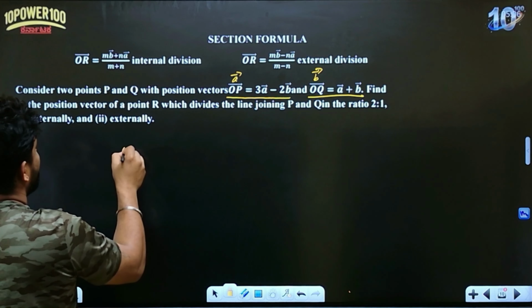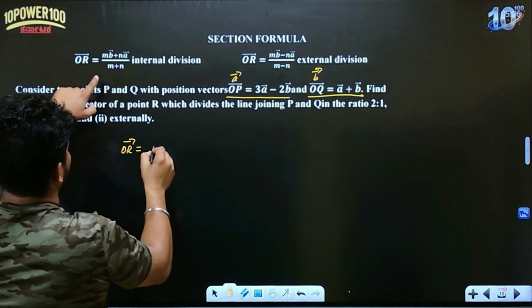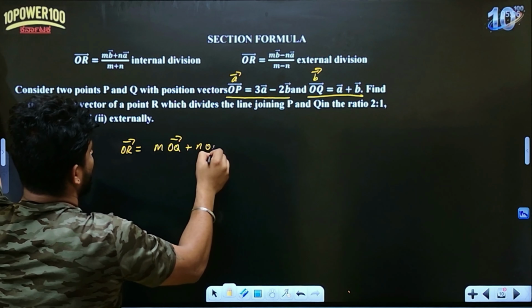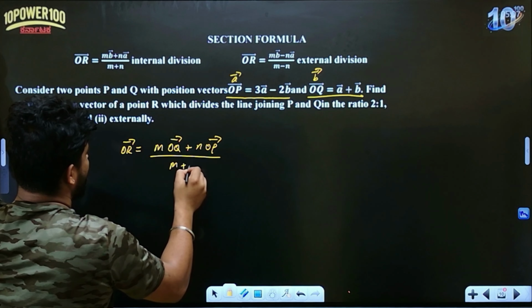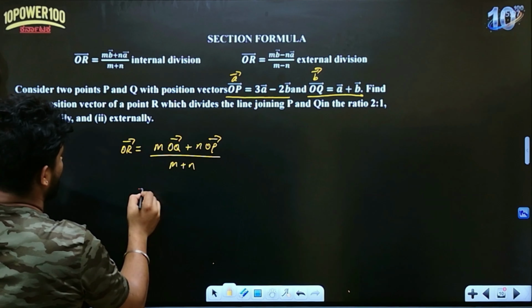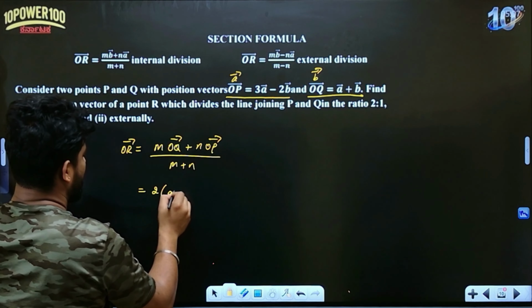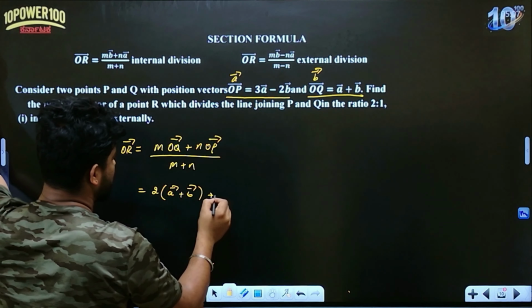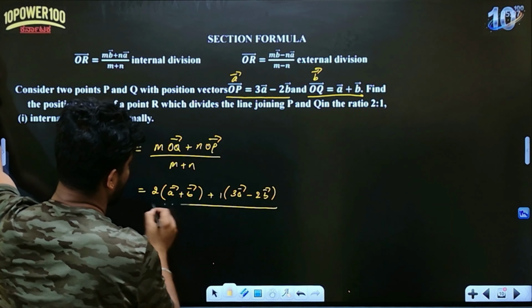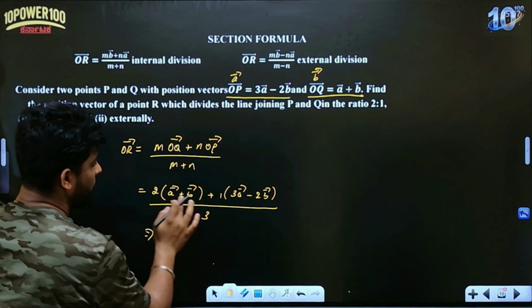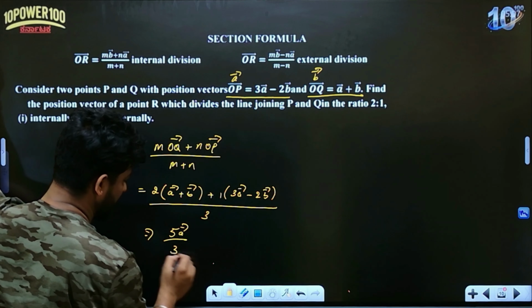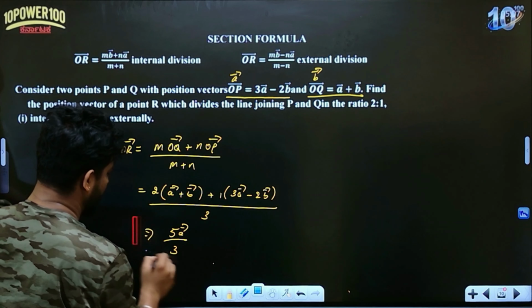Here, OR is equal to m times OQ vector plus n times OP vector, divided by m plus n. Next, the ratio is 2:1, so it is 2 into OQ, which is a plus b, plus 1 into 3a minus 2b, divided by 3. Solving this, 2a plus 3a is 5 vector a, and 2b minus 2b is 0, divided by 3. So this is the final answer, children. 5a by 3 is the answer.